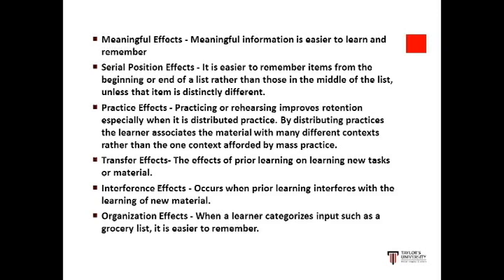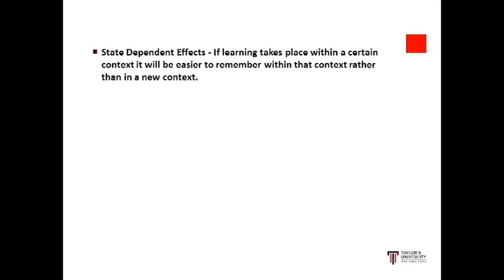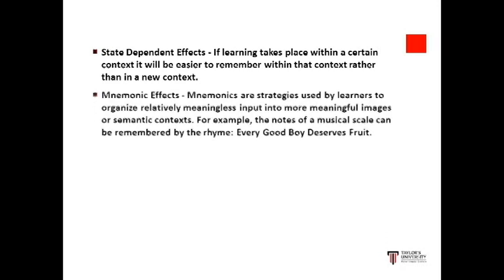Transfer effects. The effects of prior learning on learning new tasks or material. This is the transfer effect. Interference effects occur when prior learning interferes with the learning of new material. Organization effects. When a learner categorizes input such as a grocery list, it is easier to remember. State-dependent effects. If learning takes place within a certain context, it will be easier to remember within that context rather than in a new context.